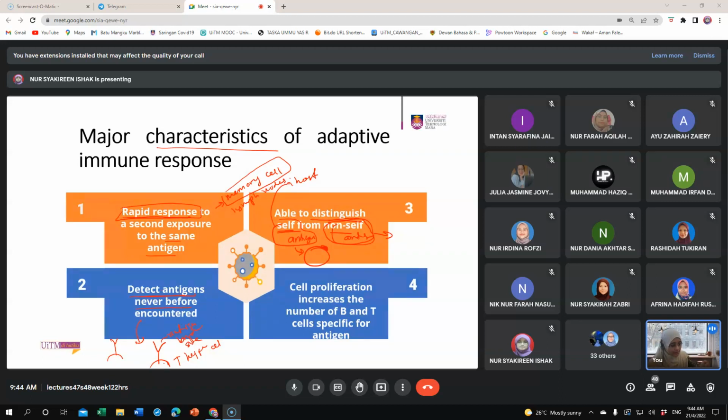Okay, so next is the cell proliferation. Kan? What is cell proliferation? Once the specific B cell or T cell with the matching binding site to the antigen is activated, this cell will divide into many cells. We call it clonal selection. That leads to cell proliferation. Dia membahagi dengan banyak. Okay, cell proliferation, proliferate, membahagi dengan banyak. Cell proliferation increases the number of B and T cells specific for that antigen of the pathogen.